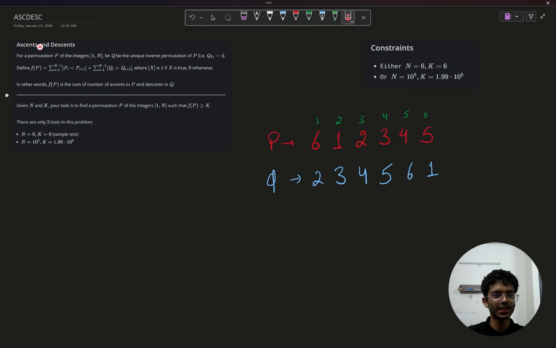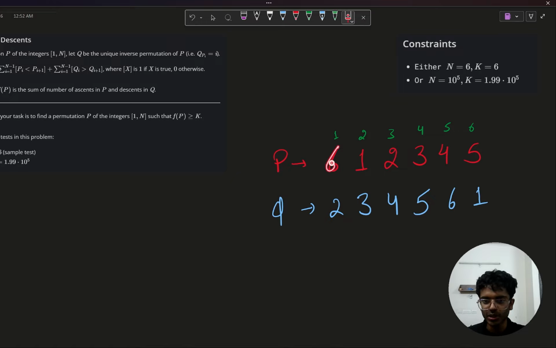So today's question is ascents and descents. In this question, we're given a permutation P of integers 1 to n, and we define a permutation Q as the unique inverse permutation of P, which is like Q of P of I is equal to I. So for example, if this is a permutation P, then Q would be defined as.